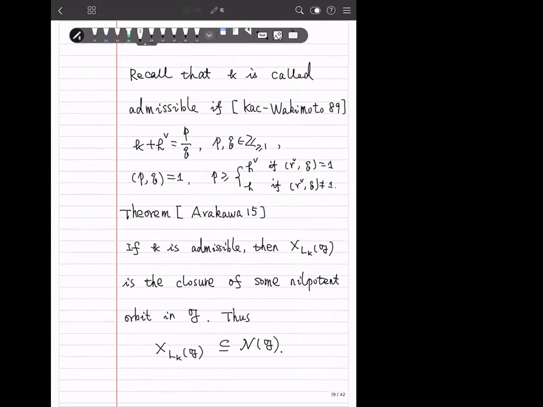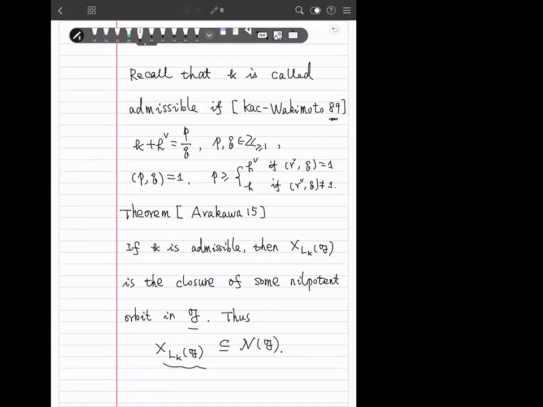For other cases, we talk about the admissible number case. We call k admissible if k satisfies this condition. I think it was in this paper first, but I'm not so sure. For admissible k, Arakawa proved that the variety is the closure of some nilpotent orbit in g. So in this case, we have this.